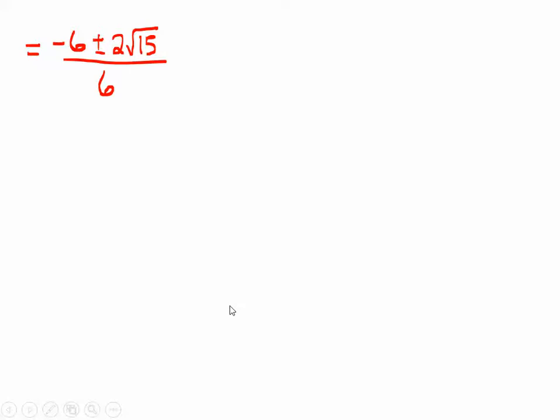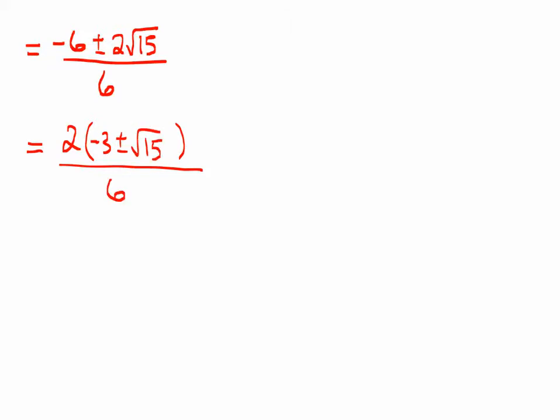So how about a 2? Would 2 go into 6 and 2? So 2 would go on the outside. Then we're left over with -3 plus or minus, let's see, 2 goes out, so root 15 over 3, or no, over 6 so far. So yes, you have to put it into the most simplest form, just like we do with any fractions. The 2 and the 6 have to reduce. So then the final answer here should be -3 plus or minus root 15 over 3. That is the final form.